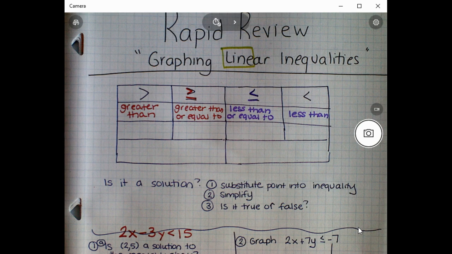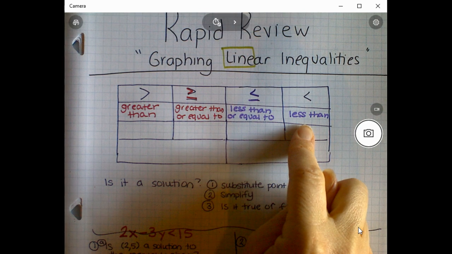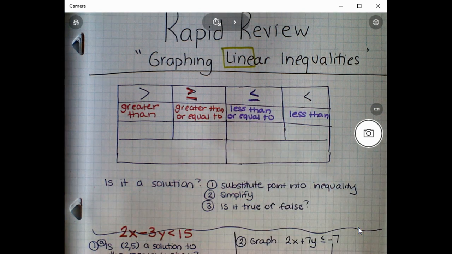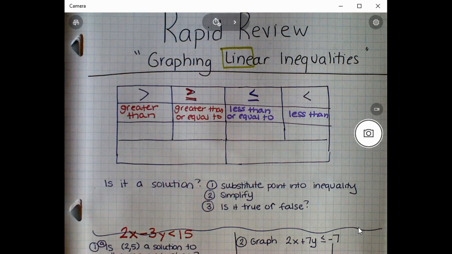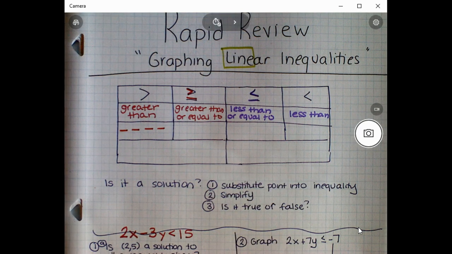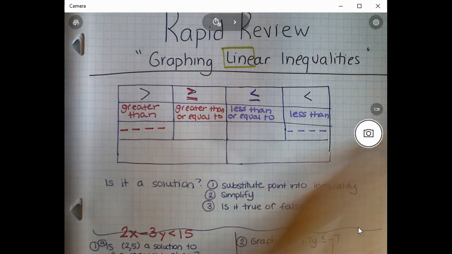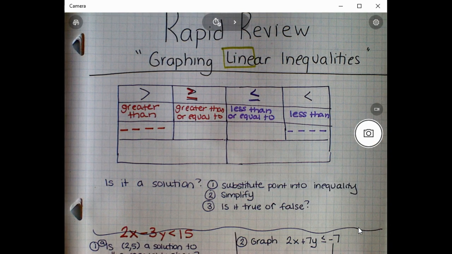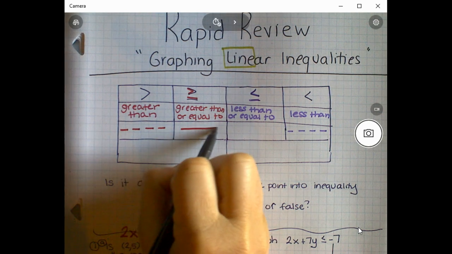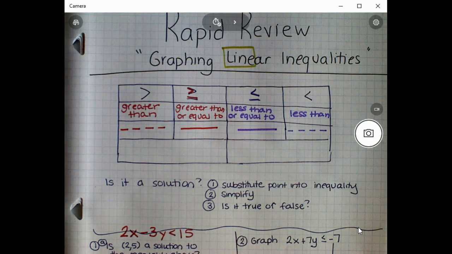All right. Now, when you graph greater than, your line will look like this. Hold on, let me use the same colors I was using. It will be a dotted line because it's kind of like little holes that fall through. For less than, you will also graph the line dotted for the same reason. But if it says greater than or equal to, it will be a solid line, and less than or equal to will also be a solid line.